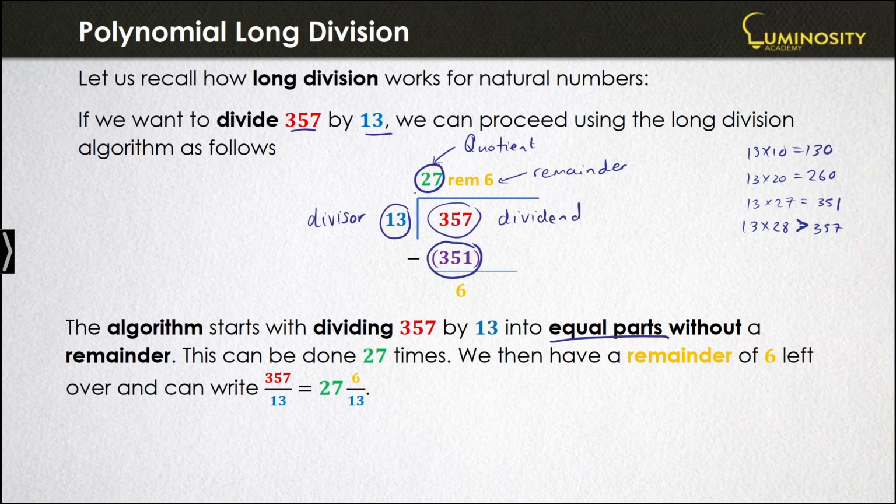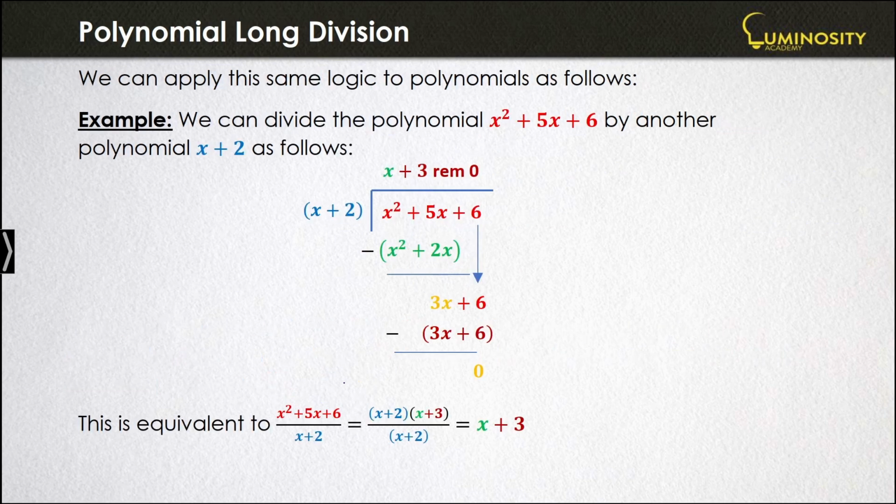Then the algorithm says take that and multiply the quotient and the divisor together, and then we get 351, and then we subtract that from the dividend, and we get a remainder of 6. Now this number is smaller than your divisor. So we say the degree is smaller, essentially in general, and we'll see what that means for polynomials. In this case, the number 6 is smaller than 13, so that is the remainder. So 357 divided by 13 is 27 equal parts with 6 remaining out of 13 parts. That's how the long division algorithm works for natural numbers.